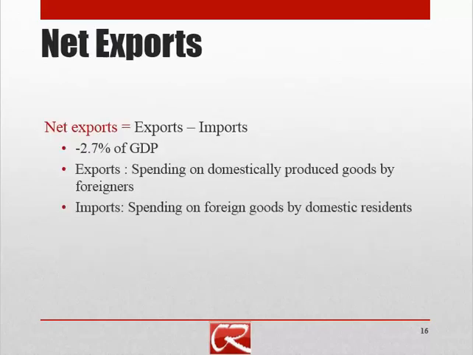So, last category here is the category of net exports. And again, net exports are equal to exports minus imports. And net exports are negative. They're negative 2.7% of GDP. So, essentially what we're saying there is that the United States imports more than it exports. Another way of thinking about this is we're using more resources than we produce domestically. And we bring in imports to fill the gap between what we produce and what we use.